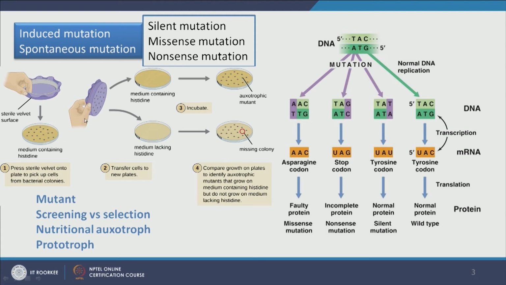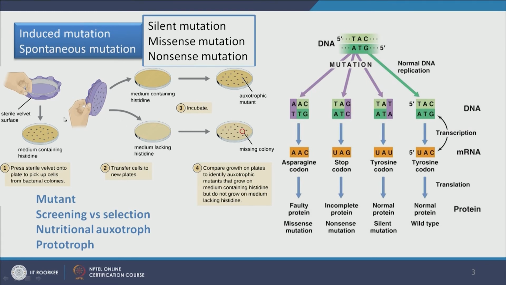Now if you look at the left panel here, we have a very beautiful image of how we select different microbes that have mutated. So here we have auxotrophic mutant, so nutritional auxotrophy. So we have a velvet surface and this is your medium that contains histidine, and the ability to metabolize histidine is in the hist-C protein. Now one of the media has histidine, the other does not. So the microbes that need histidine to grow will grow only on this one and not this one.